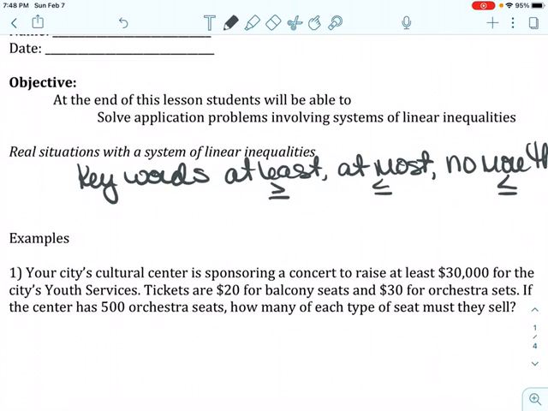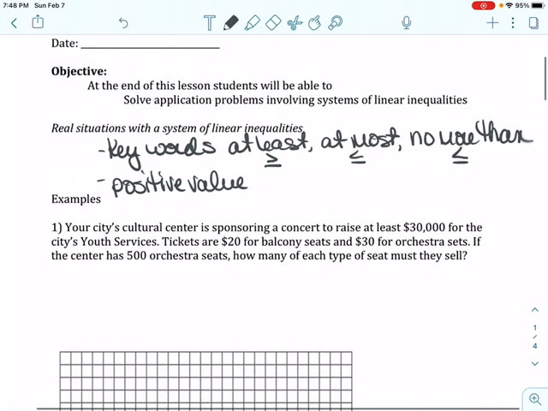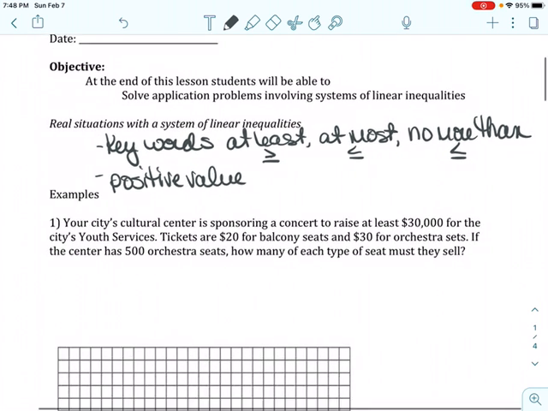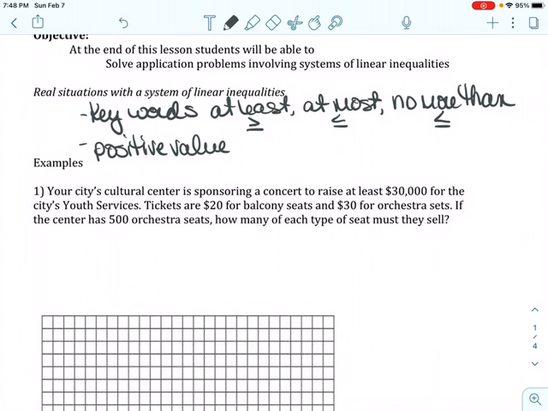And then we're going to be talking about only positive answers. So in applications, we always want to talk about positive values. So we're going to have to include that in our group of inequalities that we're going to create. What else are we looking for here? Well, we'll add to this as we create a problem. All right, so let's take a look at the first one.